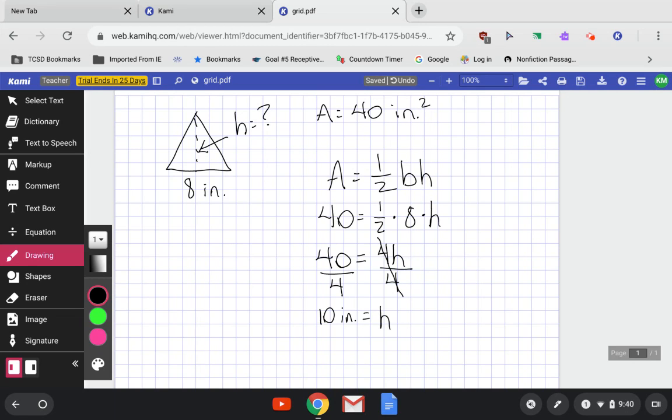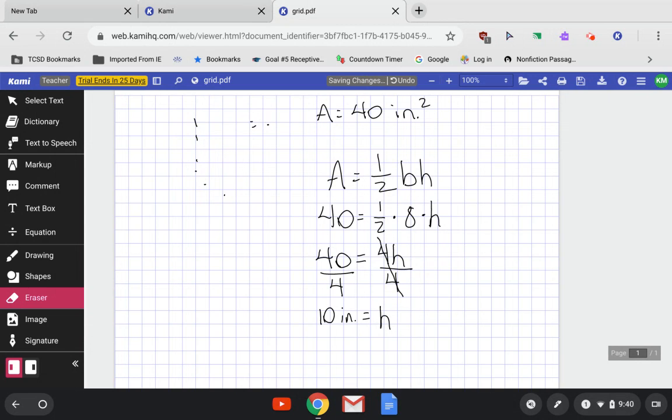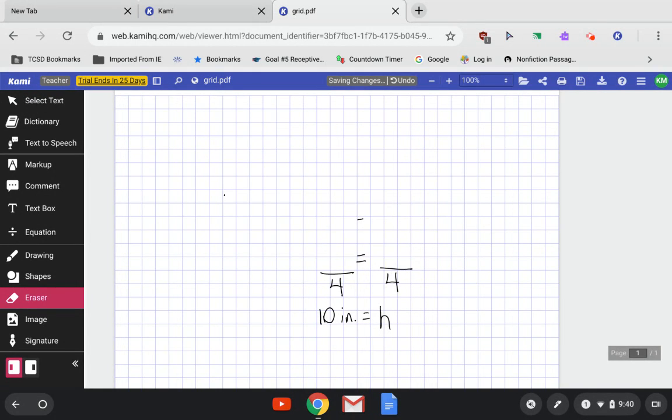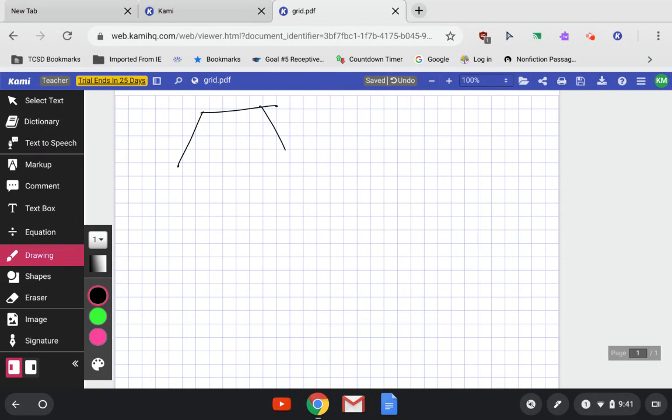Okay, so now we're going to do the same thing with the trapezoid. So I'm going to erase this, and I'm going to draw my trapezoid. And once again, we're looking for the height. So I'm going to have a base of 10 meters and another base of 4 meters. My area of my trapezoid is 77 meters squared.